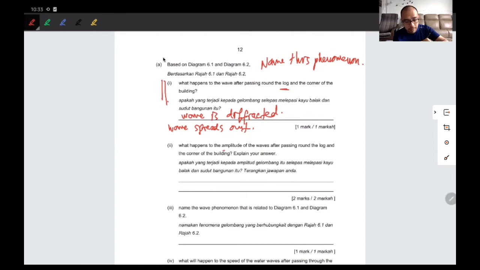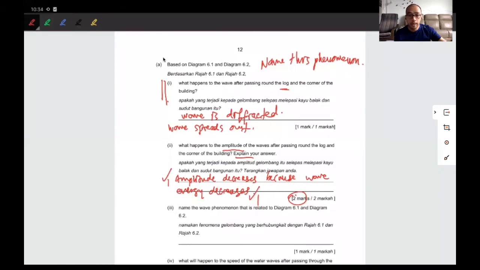What happens to the amplitude of the waves after passing this? Explain your answer. So you have 2 marks. The amplitude decreases, because wave energy decreases. That's where you get the 2 marks. The first one is you tell me what happens to the amplitude, and amplitude always has to do with the energy of the wave. So the energy of the wave decreases, so that's why the amplitude decreases.